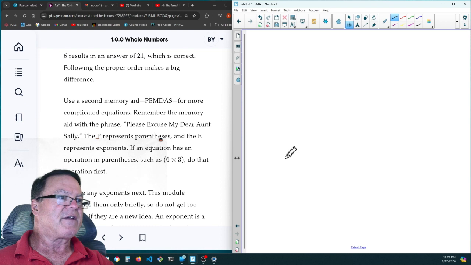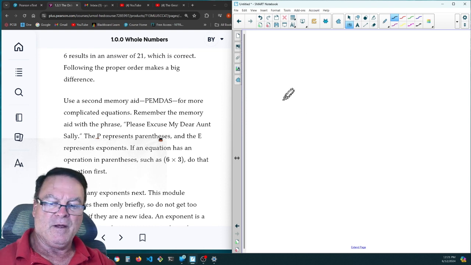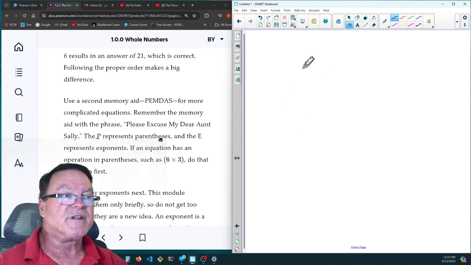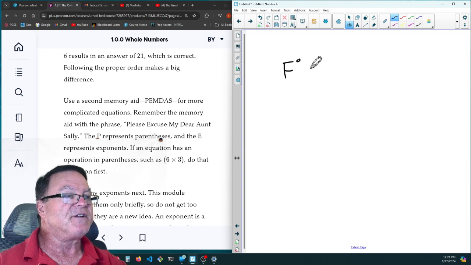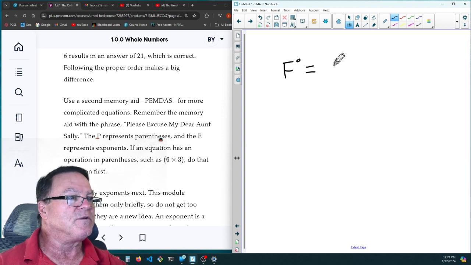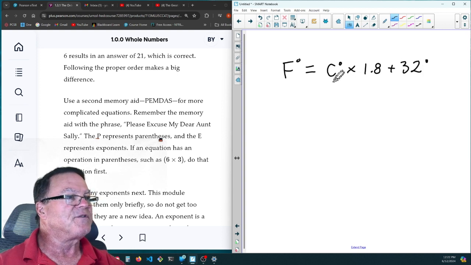A good example of that is the formula for converting Celsius into Fahrenheit. Fahrenheit equals Celsius times 1.8 plus 32. So whatever your Celsius reading is, you first multiply it times 1.8, and then you add 32, and that equals Fahrenheit.